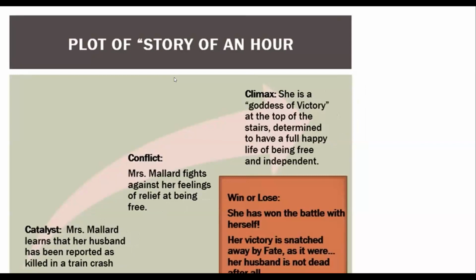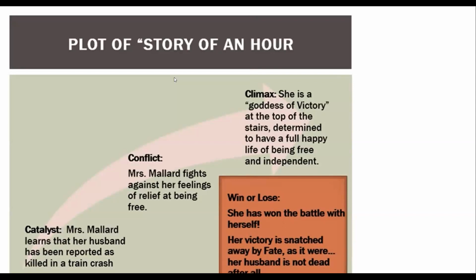In The Story of an Hour, the catalyst is that she learns about her husband being killed in a train crash. And that conflict is an internal conflict. She's struggling with her feelings, that she's happy that he's gone. And she's wondering, is it okay to be happy? Not so much happy that he's dead, because she still loved him, sometimes, but that she's happy that now she has her own life to live.